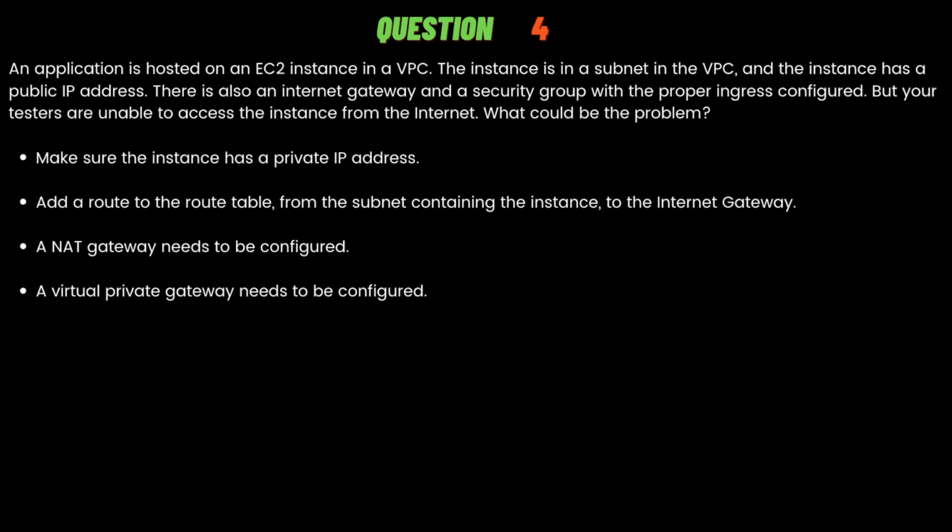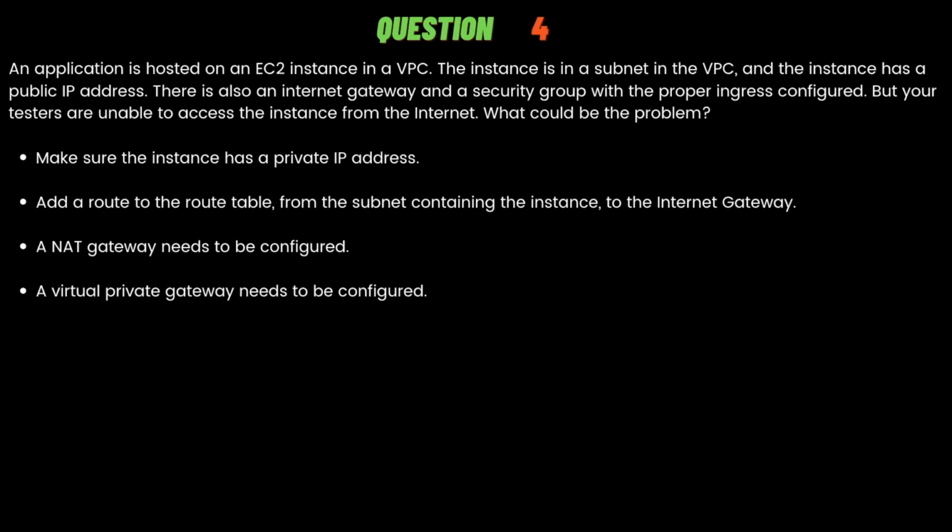An application is hosted on an EC2 instance in a subnet in a VPC, and the instance has a public IP address. There is also an internet gateway and a security group with the proper ingress configured. But your testers are unable to access the instance from the internet. What could be the problem?